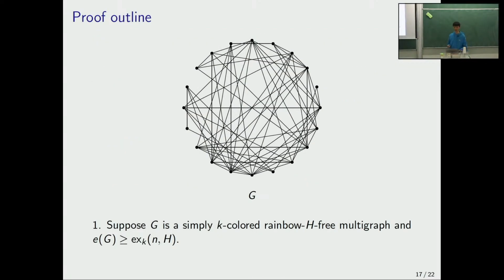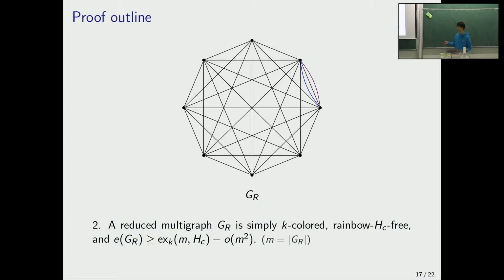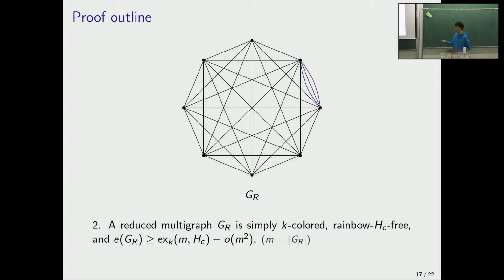So here is the proof outline, and I think this is quite standard when we want to use the regularity lemma. Suppose G is a simply k-colored, rainbow H-free multigraph, and suppose the number of edges of G is greater than or equal to the desired extremal number. Here I did not color the edges, but please assume that they are colored. And then we use the multicolor regularity lemma to give the partition of G, and we assume almost all pairs are regular for every color. So the edges are randomly distributed between each pair. And then we make a reduced graph GR like this, with one vertex for each part.